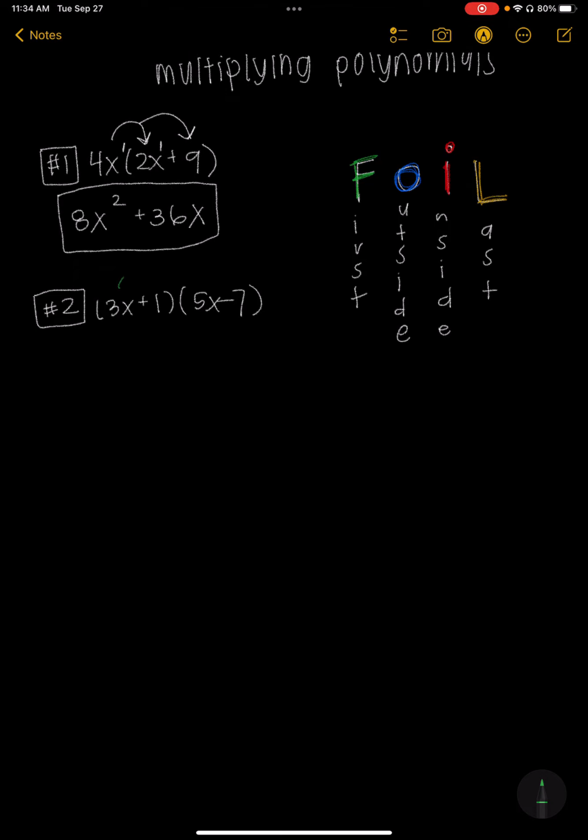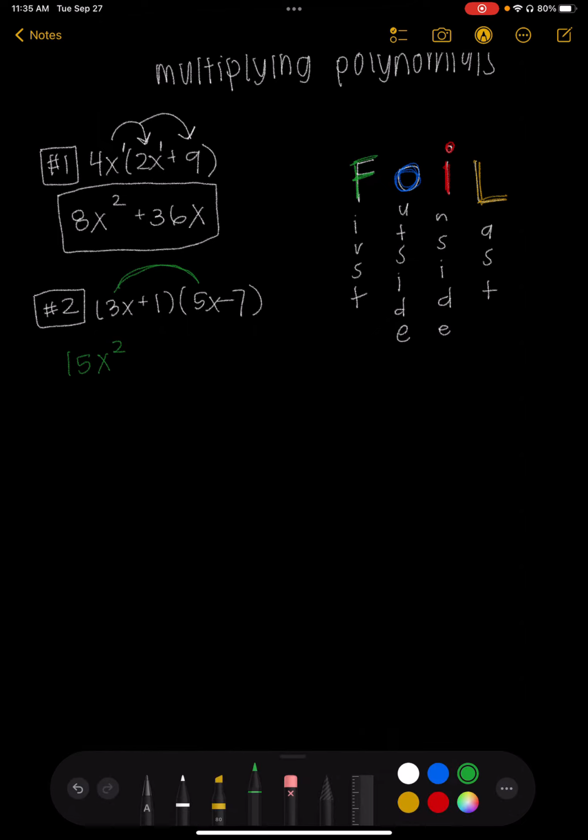So the first chunks are 3x and 5x. We're going to multiply 3x times 5x. So 3 times 5 we know is 15. And then x times x, like up in that first one, is x squared. Okay, now let's move to the outside. The outside chunks are the ones on the very outside. So 3x and negative 7. So 3 times negative 7 we know is negative 21. And then the 3 has an x on it, so we're just going to tack an x onto that answer.